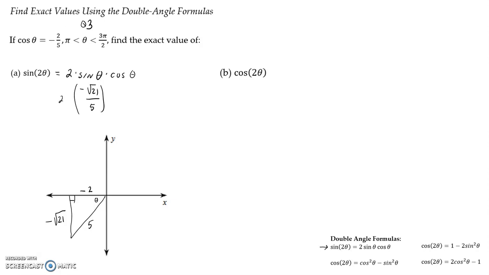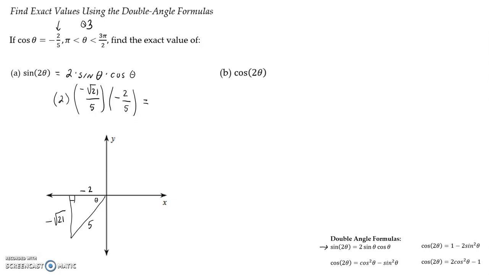We're going to keep this 2 that was out in front. And cosine of theta, you can either get it off the triangle itself, or keep in mind it was given to you in this problem. It's a negative 2/5. And now we can go ahead and multiply this out to get our final answer here.